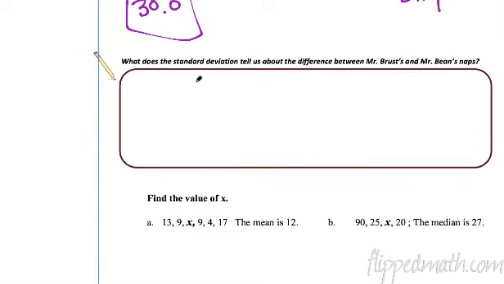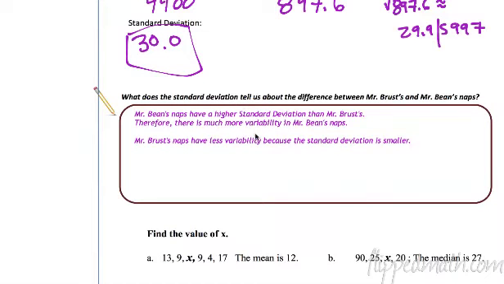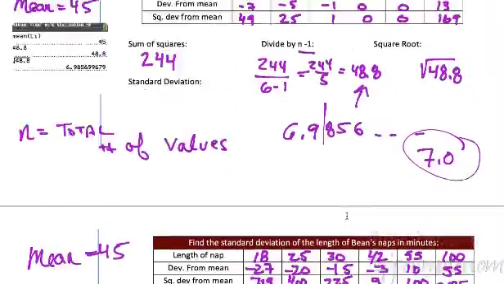So, what does the standard deviation tell us about the difference between Mr. Brust's and Mr. Bean's naps? Well, if I were answering that question, here is how I would sum it up. I would say Mr. Bean's naps have a higher standard deviation than Mr. Brust's. Therefore, there's much more variability in Mr. Bean's naps. Or the other way you could say it is Mr. Brust's naps have less variability because the standard deviation is smaller. Okay, so that's how you do standard deviation.